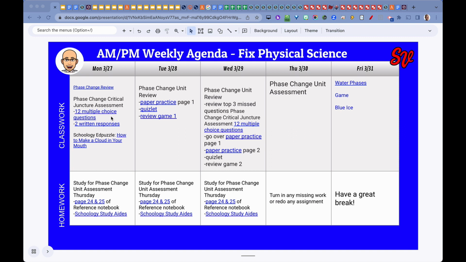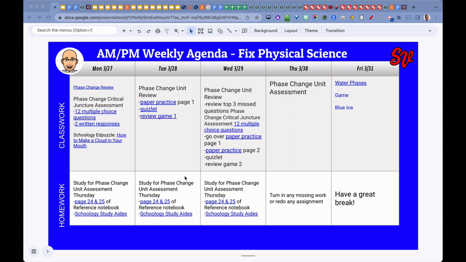I went over the three most missed questions on this assessment. It didn't count for a grade, but it was just to get them ready and practice for the assessment that was on Thursday. They also did an EdPuzzle, how to make a cloud in your mouth. Then we did two days' worth of practice in the class.